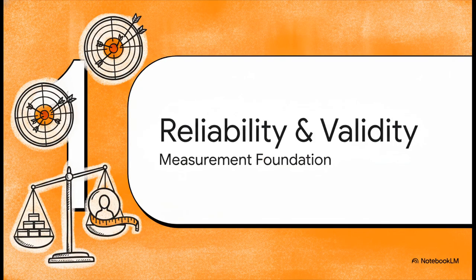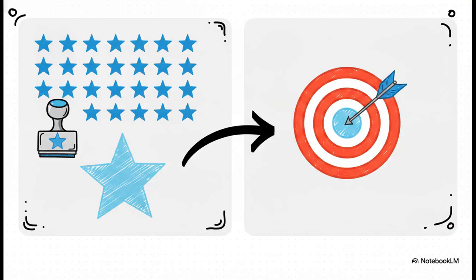Starting off with Section 1, reliability and validity. Before your boss can even think about evaluating you, their grading system actually has to pass two incredibly strict mathematical prerequisites. Those are reliability and validity. Now, reliability just means, does this measure give you consistent results over and over again? Validity, on the other hand, means, is this measure actually capturing what it's supposed to be measuring?